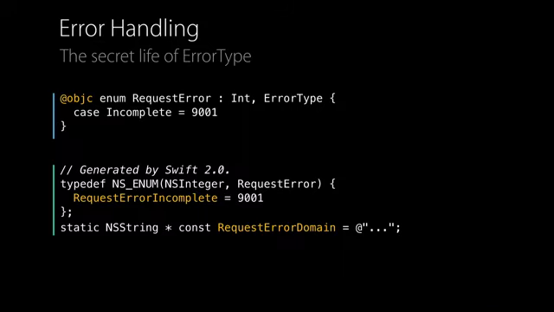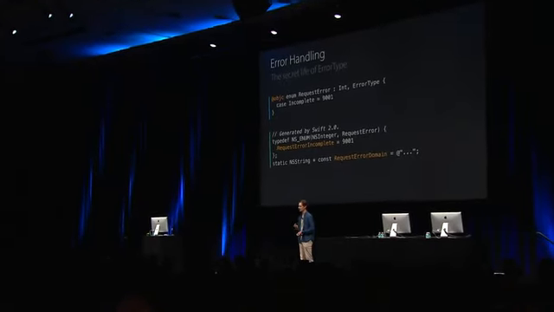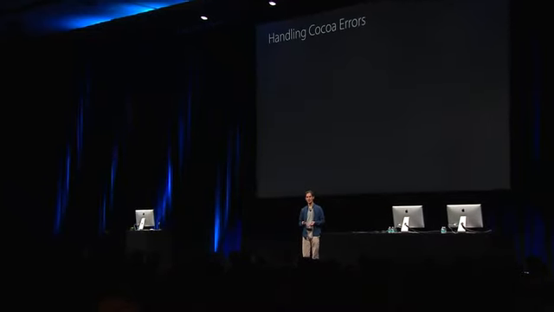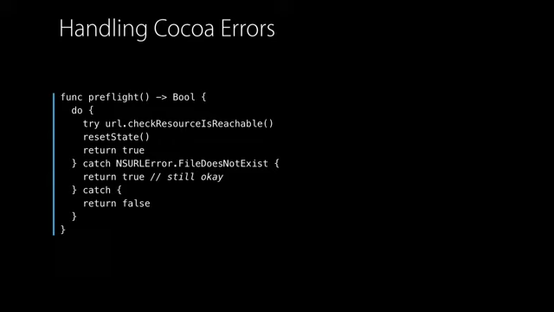Now, all of this is great for errors you've defined in Swift, and you probably want to run out and use this for your own classes. But then the errors that come back from Cocoa and the rest of the SDK start to feel a little lacking. And don't worry, we've got you covered there too. So if you were at the presentation earlier today, you might have seen this preflight method, which is checking that a resource is reachable and then catching some various error cases. Now, one of the error cases here is listed as NSURL error file does not exist. That's an error that comes from Cocoa.